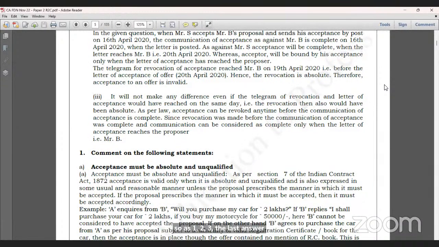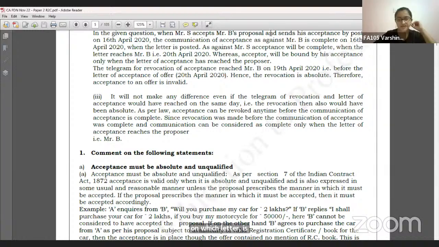You have to write if they reach on the same day and at the same time. Same day, if the revocation letter reaches before the acceptance, then it is revoked. But if it reaches afterwards, then the acceptance is valid. But if it reaches at the same time, it depends on which letter is read first. Okay, so the third answer is not very correct.